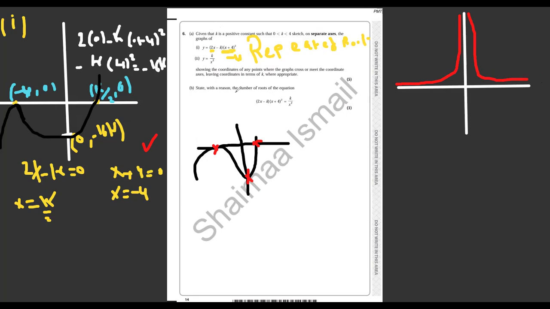Okay. State with the reason the number of roots of the equation, the first equal to the second. Actually, if we draw this over each other, how many roots do we have? It has only one root here. I just state the number of roots: it has only one root. Why? Because they meet only once, so they have only one root as they meet.